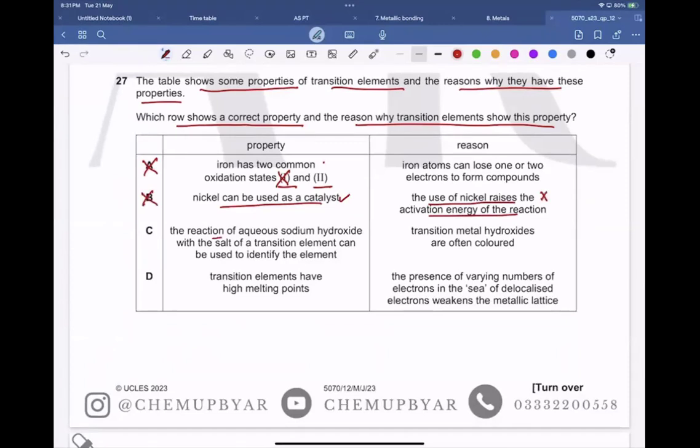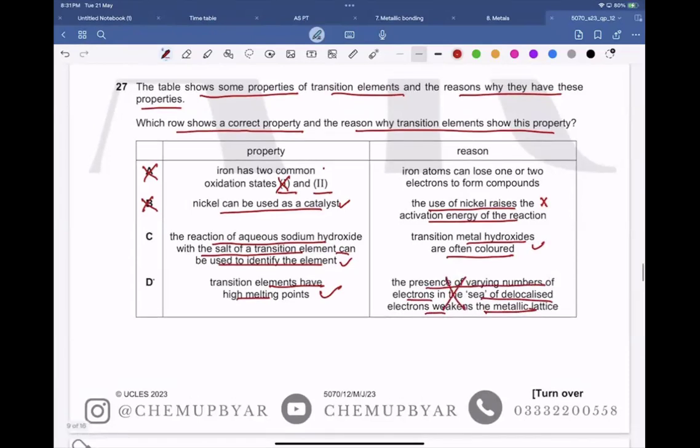So B goes wrong. The reaction of aqueous sodium hydroxide with the salt of a transition element can be used to identify the element. Yes. Transition metal hydroxides are often coloured. Yes, this can also be correct. Yes, Amar, it seems to be correct. Transition metals have a high melting point, right? The presence of a varying number of electrons in the sea of delocalized electrons weakens the metallic lattice. No, it strengthens the metallic lattice. So D goes wrong. Yes, C is the correct answer.